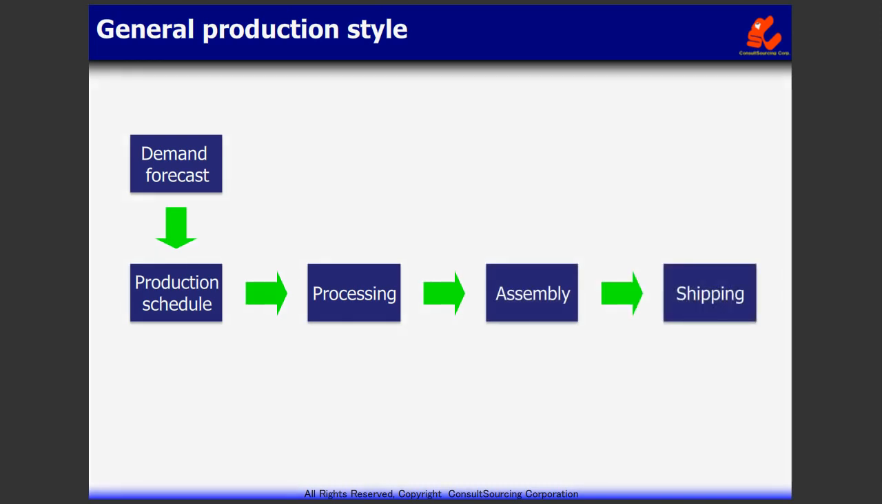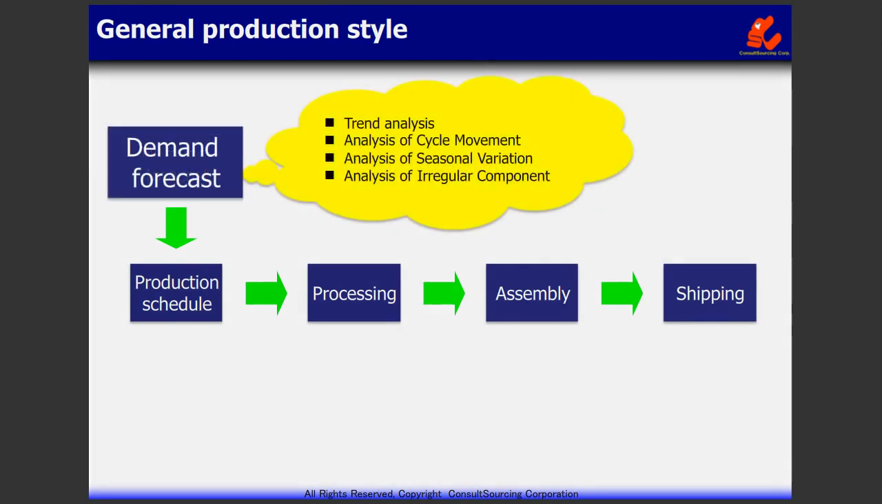A general production style is based on the demand forecast and production schedule. It maintains a certain amount of inventory and products are shipped from the stock every time an order is received. In this style, the key factor to minimize the inventory while making sure that there will be no stockout will be the demand forecast. Demand forecast is made by analyzing the demand trend based on the past trends, seasonal factors that repeatedly vary depending on the season, and contingency that affects sudden fluctuations.